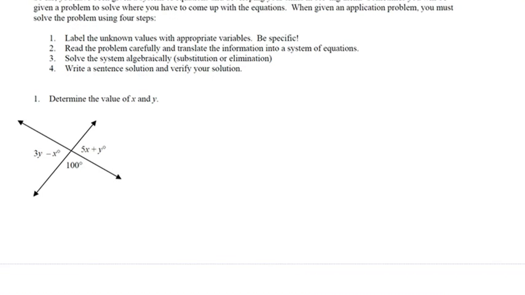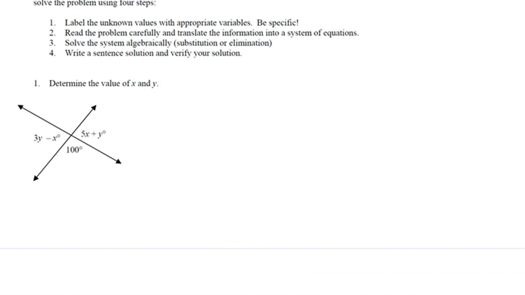Determine the value of x and y. Okay. So in this case, we have a diagram. Our variables are on there. Okay, so we don't have to label the unknown variables. We don't really have to read the problem and translate the information into a system. How are we going to solve this? What do we know about 3y minus x and 5x plus y? They're the same. Usually the answer to 90% of the things we do, right? They're the same. In this case, they're the same. So 3y minus x is equal to 5x plus y.